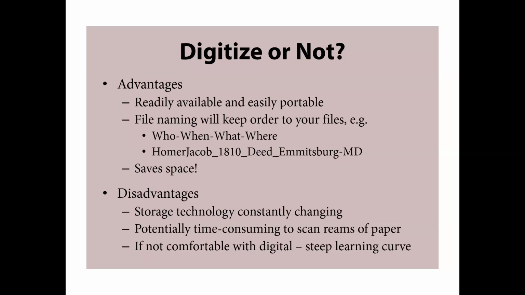By applying file naming conventions to your files, it can be easier to locate what you're looking for. For example, when I'm putting files on my computer, I make sure I'm identifying the subject, who, then when, so what year or range of years, and what the type of record is. So, for example, Homer Jacob, 1810, a deed, and where. That gives you those main points: who, when, what, where. And digitization is obviously going to save you space compared with having all these items at home.